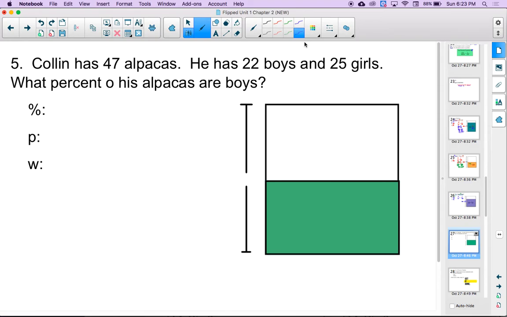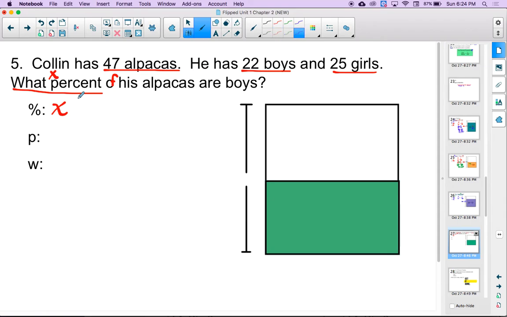The last problem I'm going to help you with right now is number 5. We're going to set it up together. Colin has 45 alpacas. He has 22 boys and 25 girls. What percent of his alpacas are boys? This time it says what percent? So that means our percent is the missing number. Our percent is X.